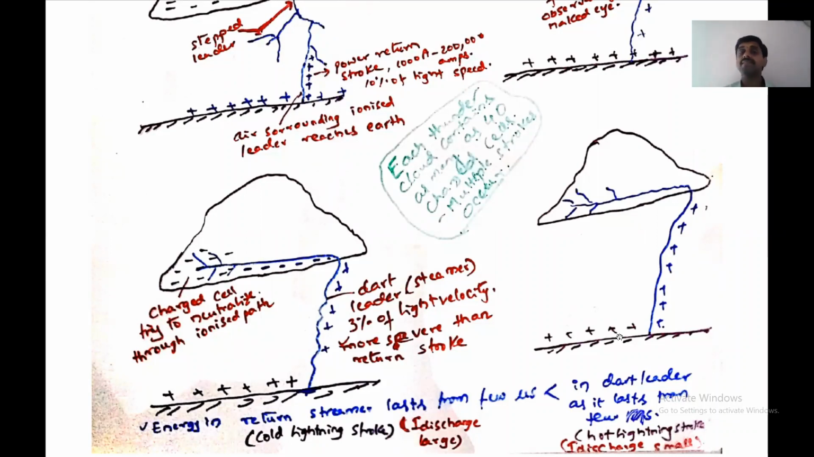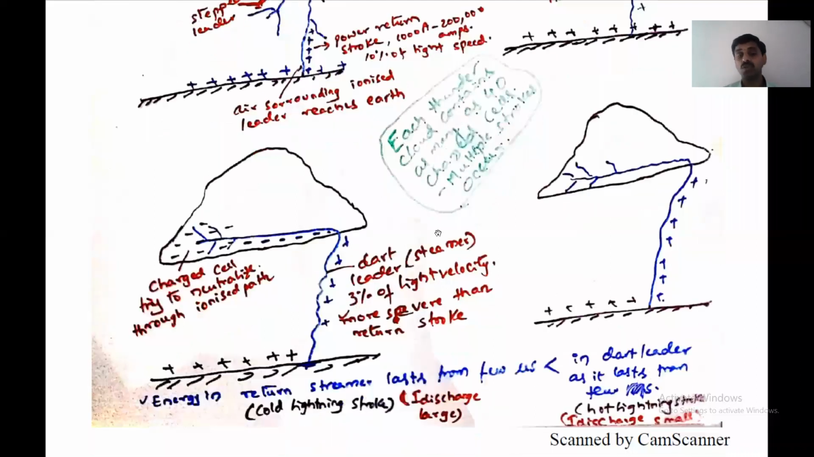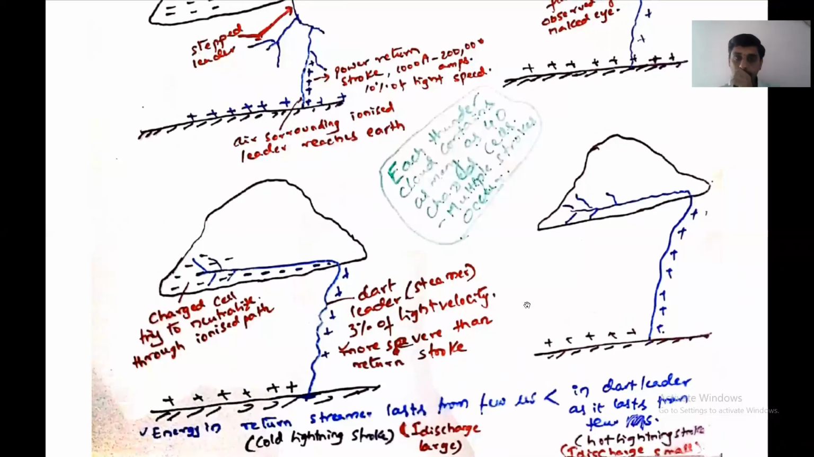So like these thunder clouds, you can observe. That means neutralization. So this is called a lightning stroke. Energy in the return streamer lasts a few microseconds, which is called a cold lightning stroke. Less than the dark leader, as it lasts for a few milliseconds. So hot lightning stroke. So we get some idea.